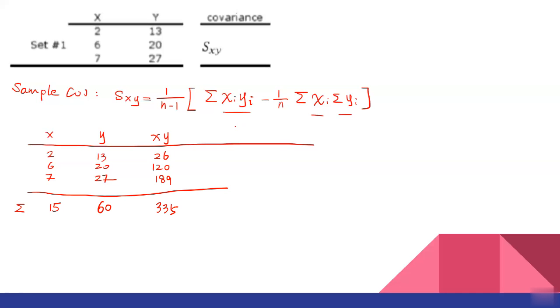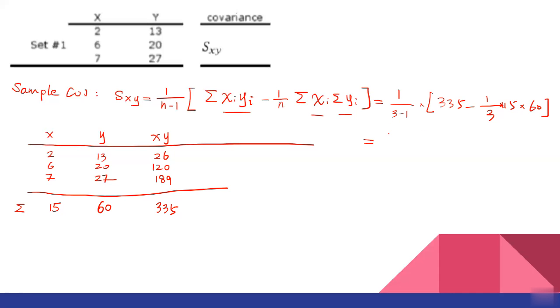And now we have all the numbers we want, right? And then we can plug back into the formula. 1 over n minus 1. N is 3, right? N is the number of pairs. So 3 minus 1 times the sum of the product of x times y, which is 335, minus 1 over 3 times the sum of x, which is 15, times the sum of y, which is 60.